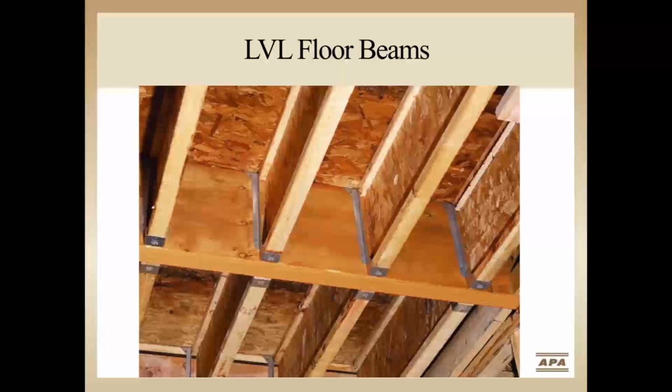Often LVL beam members are used in a hidden or flush beam application. Here the I-joists are supporting the floor above and in turn being supported by lightweight metal joist hangers on each side of an LVL beam. The beam is the same depth as the floor joists, so that when the ceiling is applied to the bottom of the I-joist, the beam will be fully concealed.